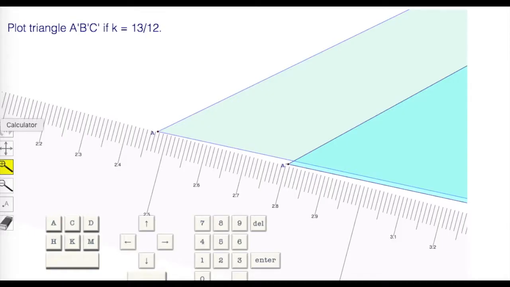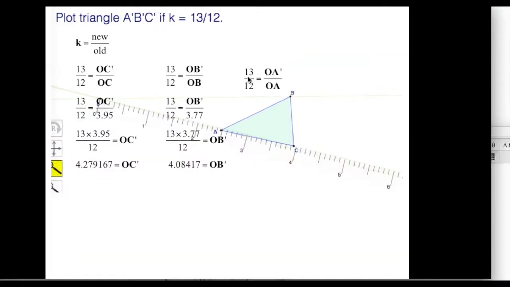2.475, let's say. 2.475. Ratio of similarity is 13/12, which is new over old. I'm looking to find out where to plot my A prime. The new is going to be O to A prime over O to A. We measured O to A as being 2.475. 13/12 is O to A prime over 2.475.